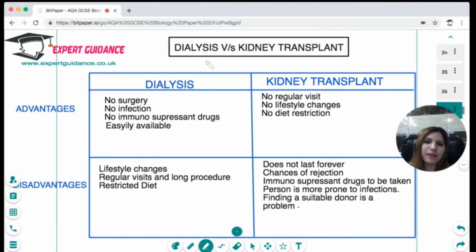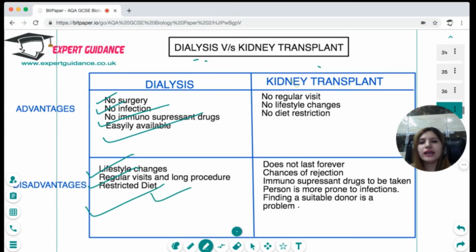So which is the best way, dialysis versus kidney transplant? It depends on the patient's condition, what he is willing and what he's not willing to do. Because dialysis has the advantages of no surgery, no infection, no immunosuppressant drug, and it is easily available. But the disadvantages are lifestyle changes, regular visits, a restricted diet, and a long procedure.